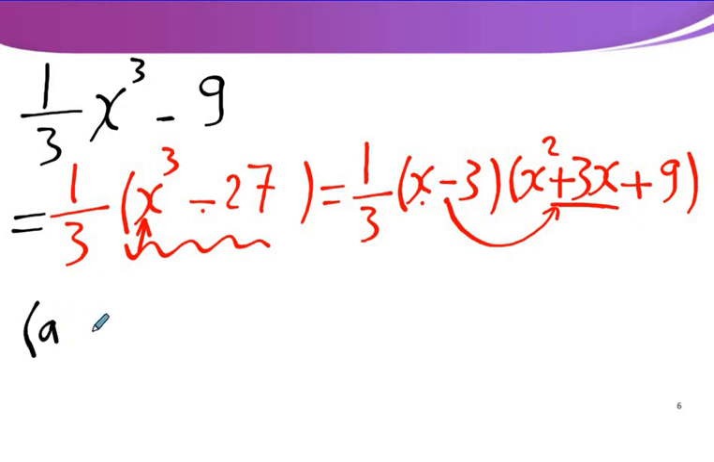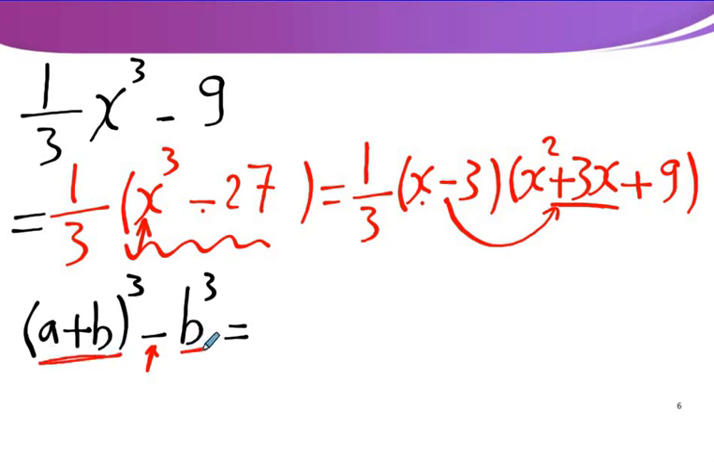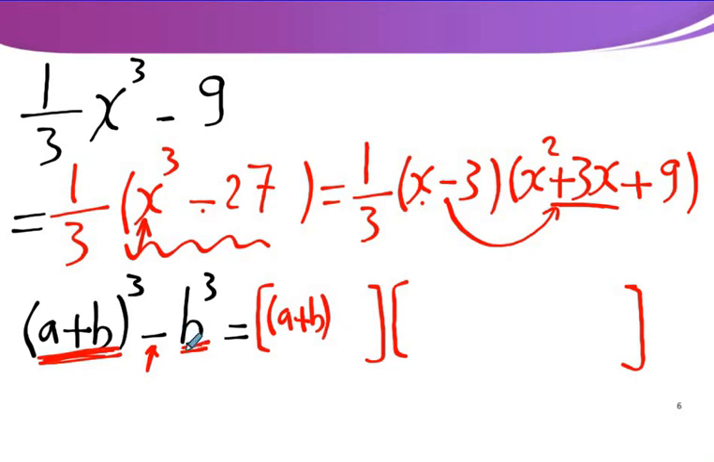a plus b to the power 3 minus b to the power 3. This is the difference between two cubes. This is a perfect cube and this is a perfect cube. So a small bracket like this and a big one like this. The cubic root of a plus b all to the power 3 is a plus b. The cubic root of b to the power 3 is b, and the sign between them is negative.